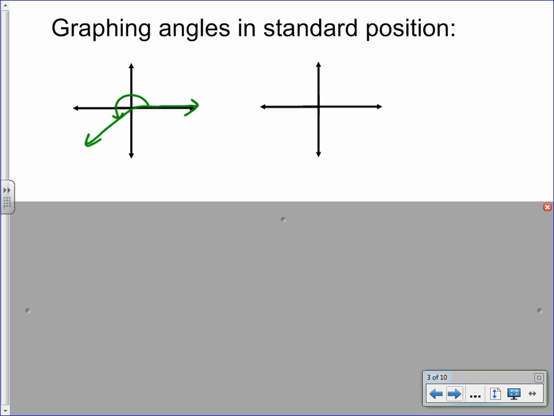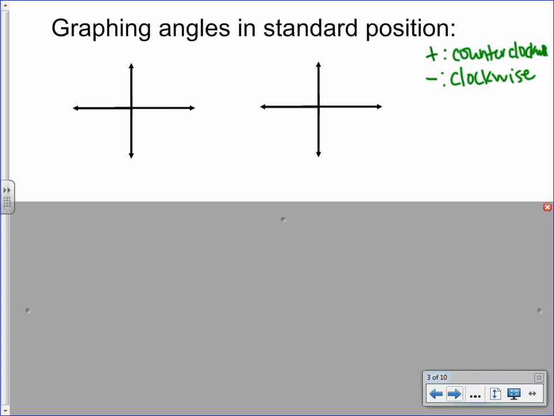If it's negative, which way would we rotate? Clockwise. Okay, so counterclockwise is a positive rotation, and a negative rotation would be clockwise. So we'll always start with the positive x-axis and then rotate from there. We call this our initial side, and then we rotate and put a terminal side somewhere.